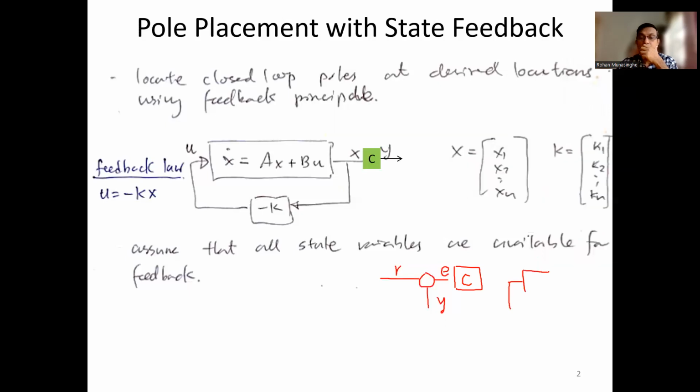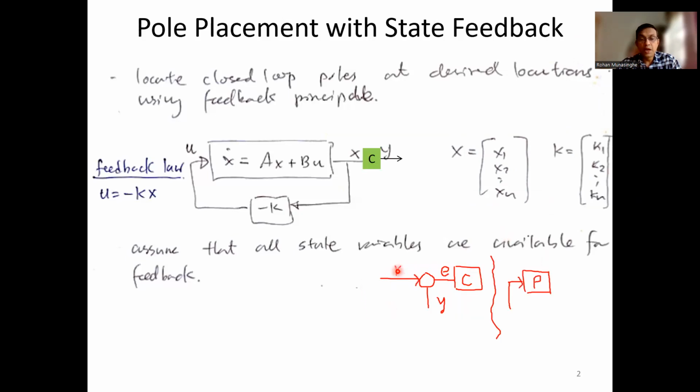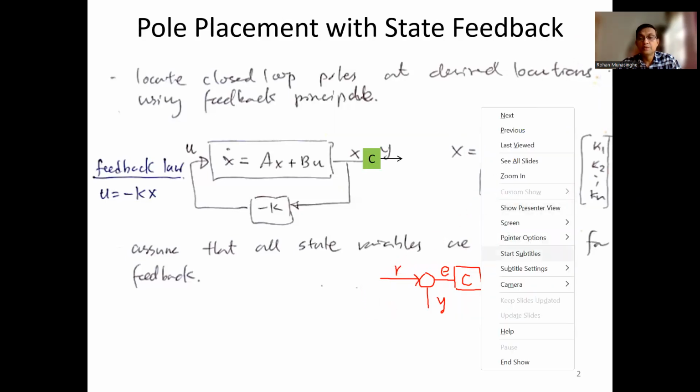Right. So this is the plant over here. What's happening here? So let me explain. If you set R equals 0, what happens?